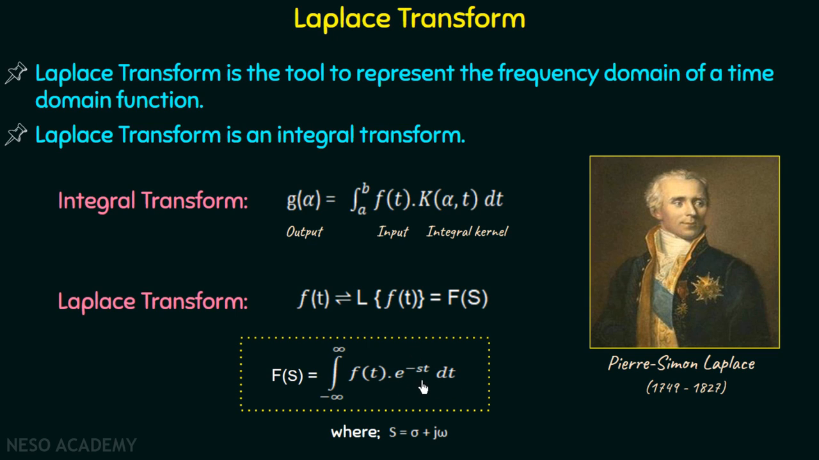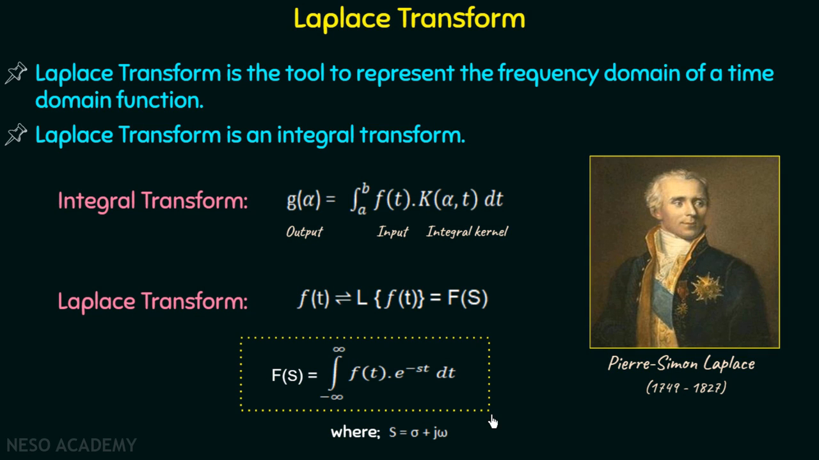In this expression, s is equal to sigma plus j omega. Comparing this expression with the general integral transform expression, we can see that f of s is the function of s and this is the output. F of t is the function of t and this is the input, and e to the power minus st is the function of both s and t, and we can call this function the integral kernel.